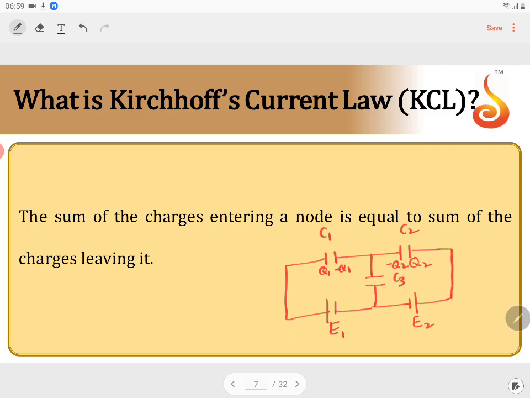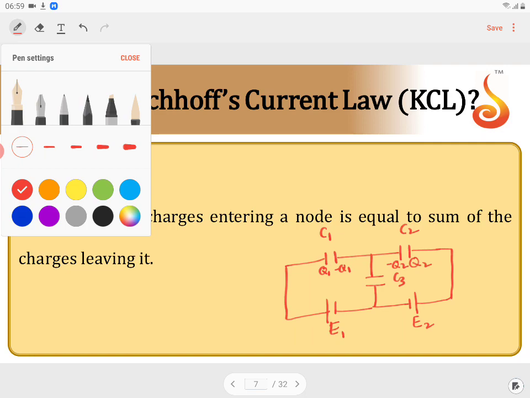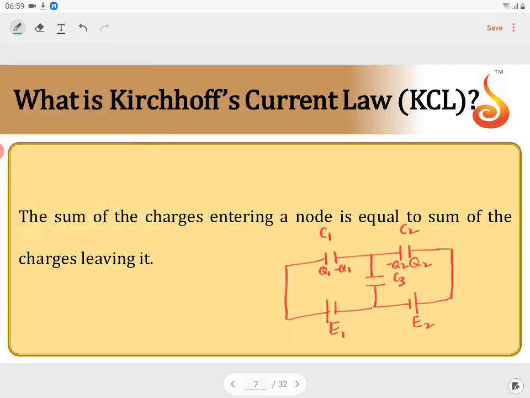Now these three plates will become a system of isolated plates. They are completely isolated from the surroundings and are not connected to any battery. So the sum of the charges on these three plates should be zero.